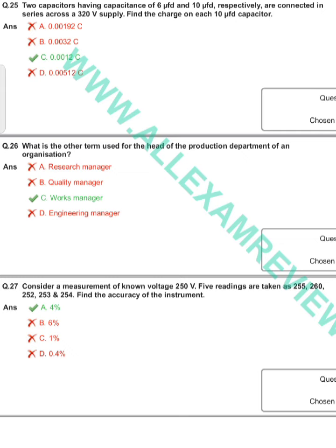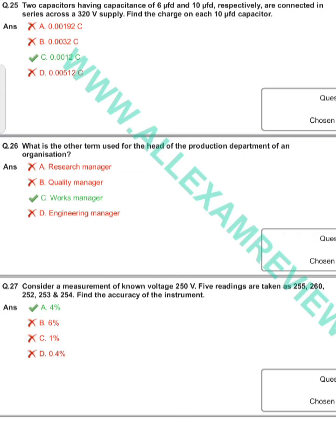Then we have to know how to solve using the capacitor formula. Then we have to solve the series combination, that means 1 by 6 plus 1 by 10, connected to a 320 volt supply. It is easy. Find the charge, which means coulomb. The unit of charge is coulomb.